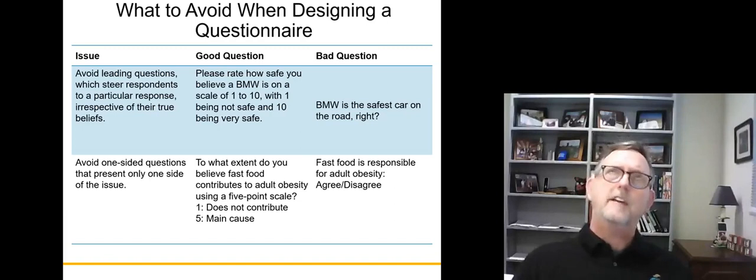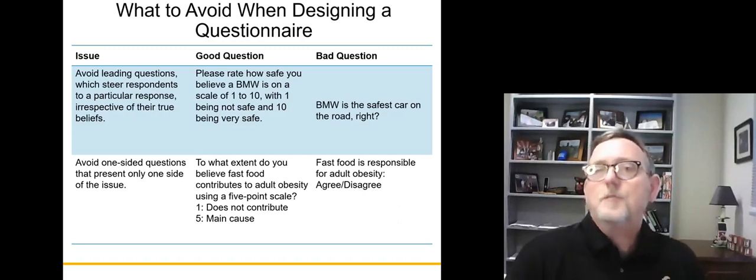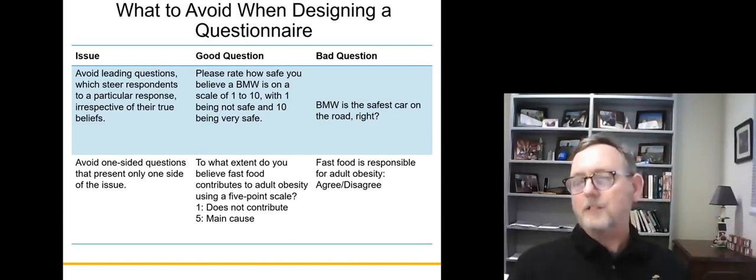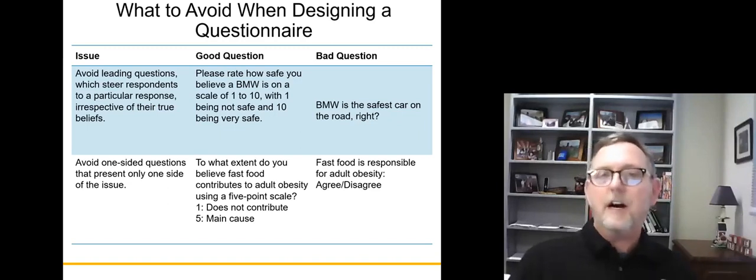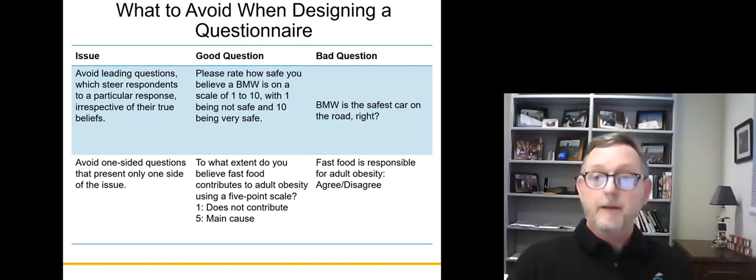Some other basic things is we don't want to lead or have language in our questions that's overly pushy or suggestive. Bad question here: BMW is the safest car on the road, right? Well, that presumes that it is, and it kind of leads the respondent in that direction. And so the data is going to be overstated and not really true, because a lot of the respondents will be like, oh yeah, I guess it is. Whether it is or not, they're not going to necessarily tell you their true intentions, because they're being led in the direction that the researcher wants to lead them in.